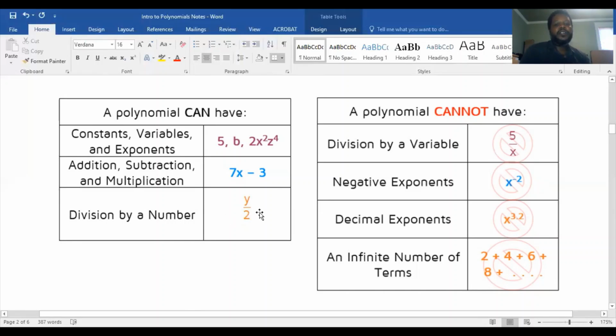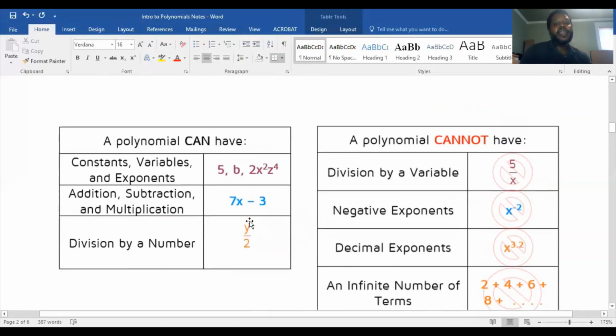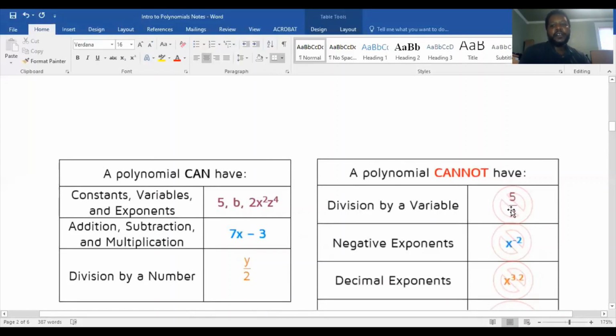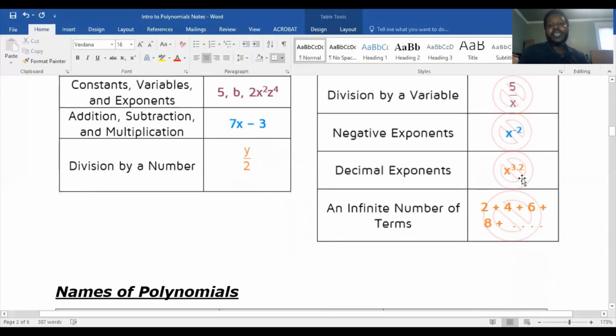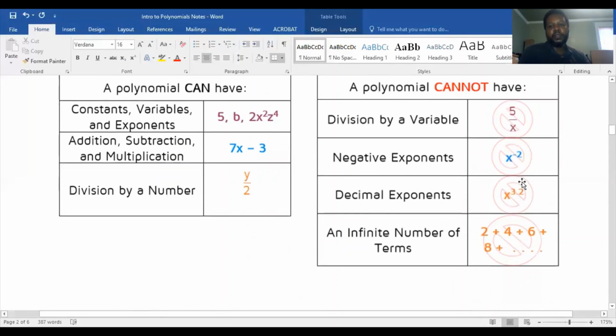So when we have 2 as the divisor, that's okay in a polynomial. What a polynomial cannot have is division by a variable. So when we have a variable in the divisor position, it is no longer a polynomial, all right? Because that's too many obstacles, too many variables could happen when we have that situation, so it's no longer considered a polynomial. When we have negative exponents, it is no longer a polynomial. When we have decimal exponents, it's no longer a polynomial.